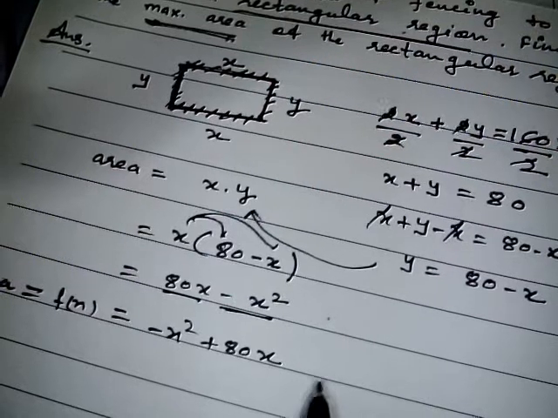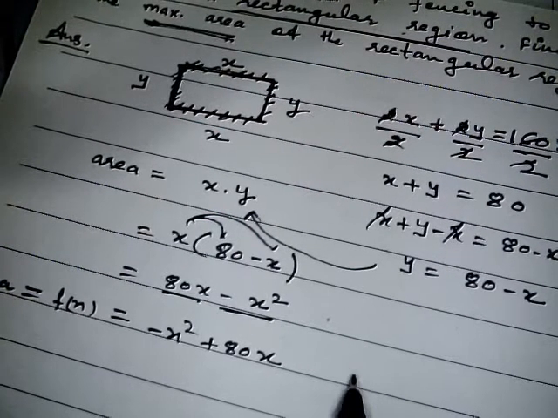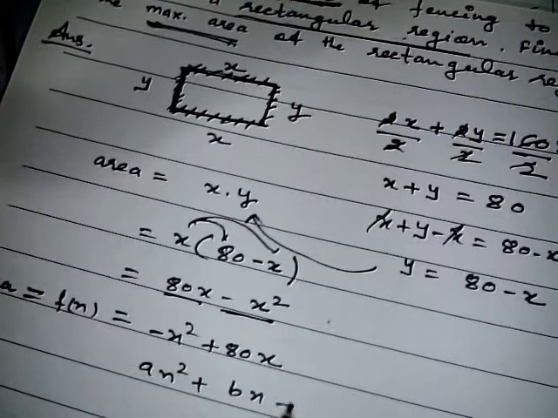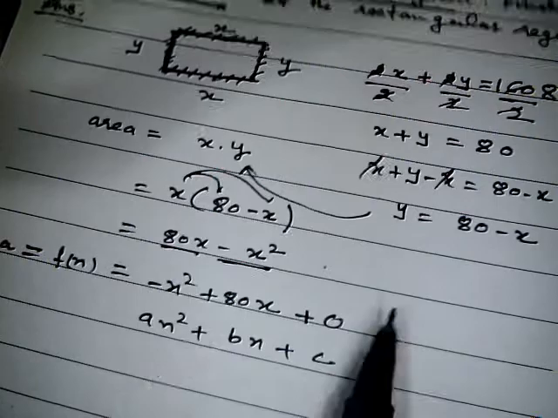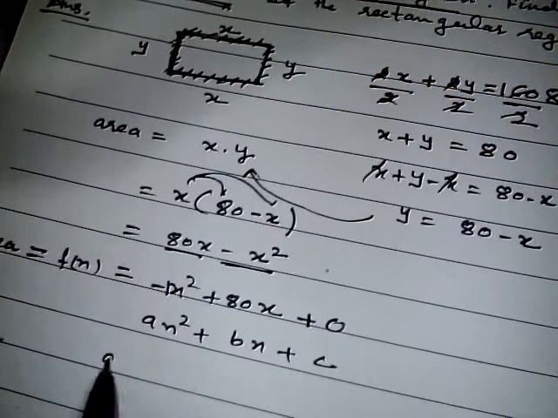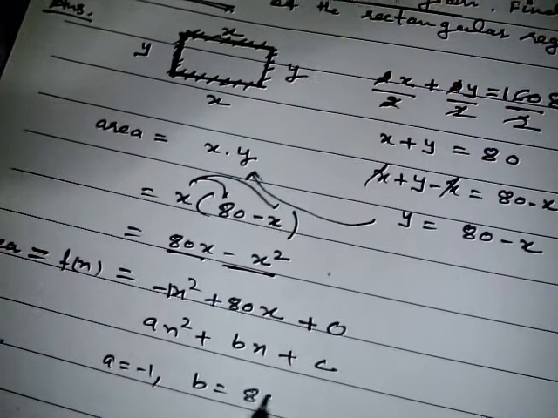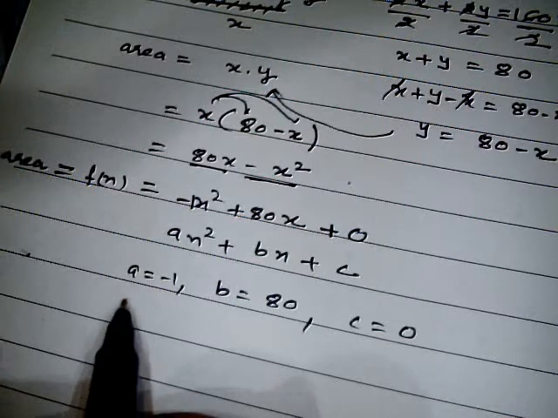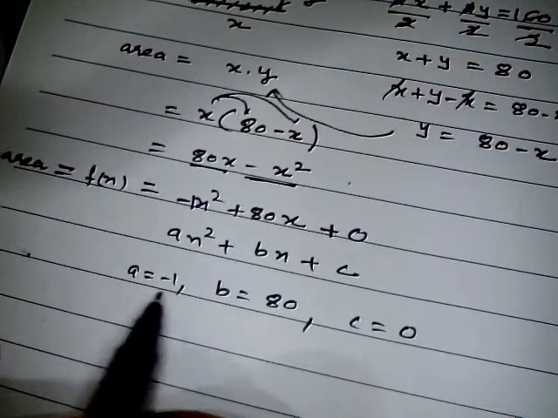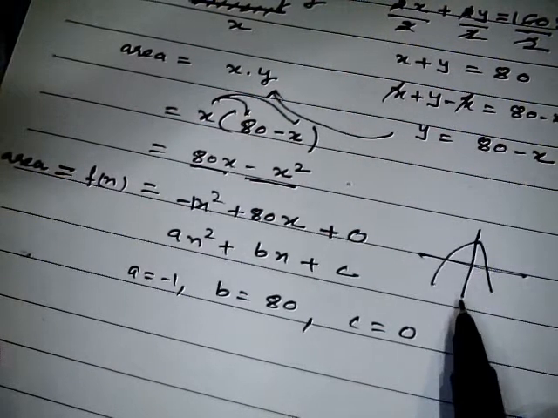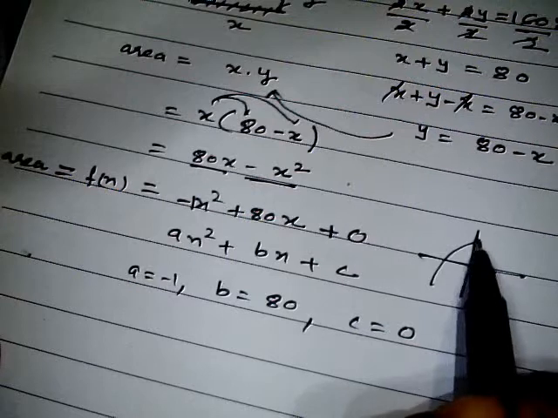When you compare this with the standard form of the quadratic, you can't see the c part, so I have added 0. Before x squared there is no number, it means 1, so the a value is negative 1, the b value is 80 and the c value is 0. Whether the parabola opens upward or downward is decided by a. Since a is negative here, the parabola opens downward. This is the shape when you plot the graph, and this is the maximum value the function is going to attain.